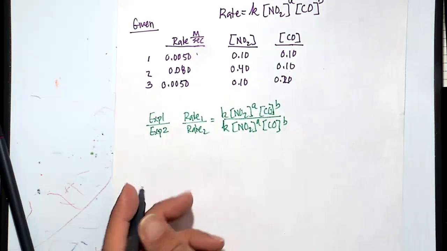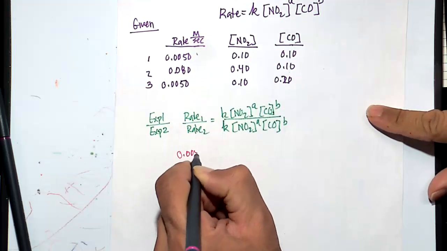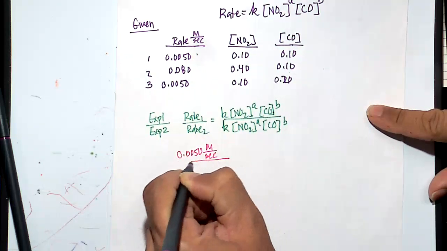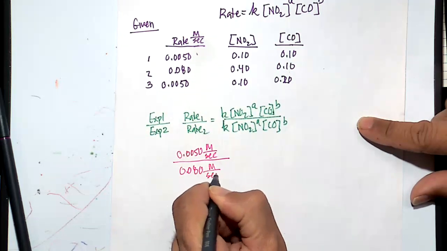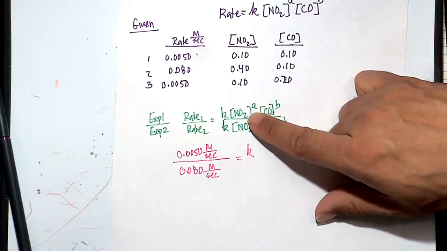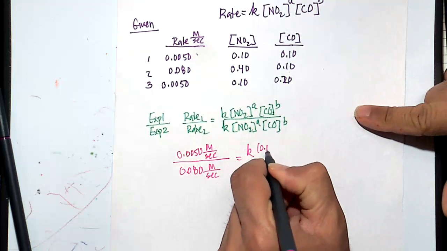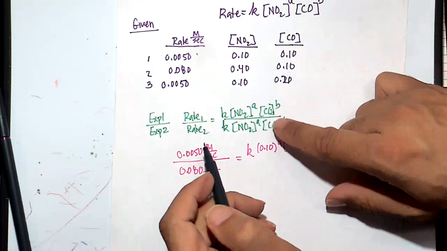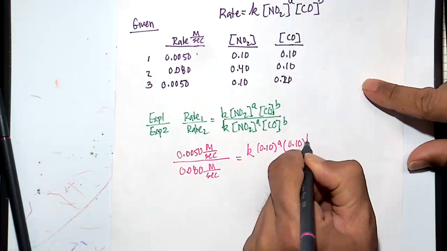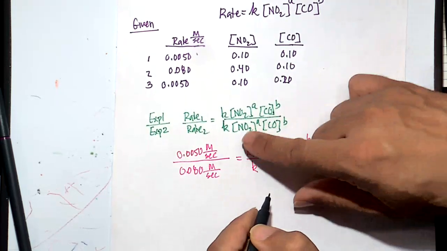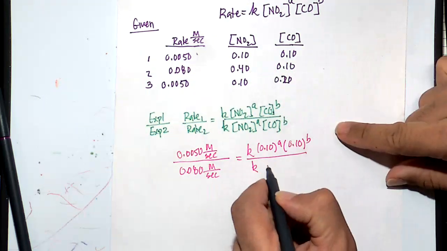Now you just plug everything in. You remember how to do this? We did a couple in class. Rate 1 for experiment 1 is 0.0050, big M over seconds. Rate 2, experiment 2 is 0.080, big M over seconds. Okay, what's the concentration of NO2 for experiment 1, rate 1? Okay, it's going to be 0.10 to the power of A. What's the concentration of CO, rate 1, experiment 1? It'll be 0.10 to the power of B. Okay, we plug in the same thing, comparing experiment 1 to experiment 2, putting in experiment 2 values.